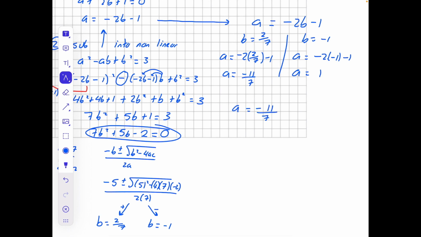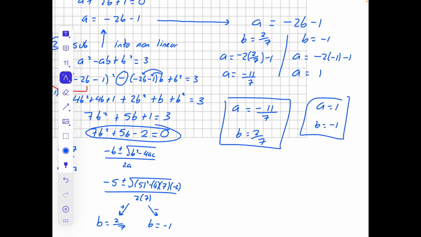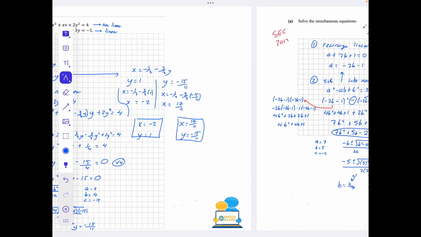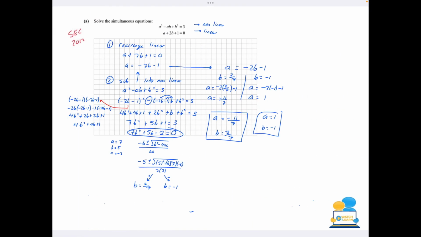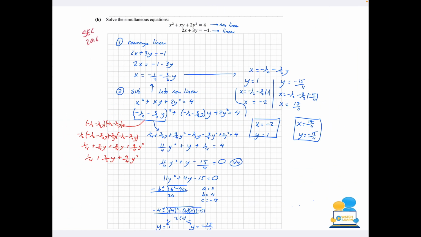So my two sets of answers: a is equal to minus 11 over 7 and b is equal to 2 over 7. That's one pair. Or a is equal to 1 and b is equal to minus 1. That's my other pair. Okay, these are tricky. They take a little bit of practice. But I think we've hit the kind of tricks they can put in there. They can't make them much harder than that. I think particularly this 2016 question, if you can work through that nice and slowly, then you have a fairly good grasp of not only simultaneous equations in algebra, but also of your fractions, your squaring brackets, your minus b formula, and everything else involved.